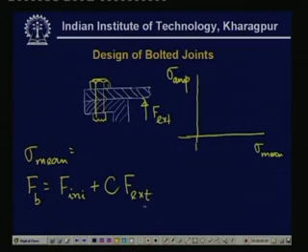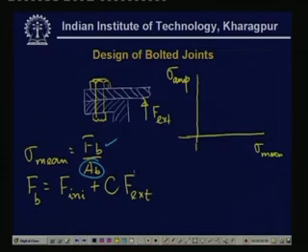Now, F external is variable, F initial is normally constant. So it is not varying, pre-stress is of course a constant value. So sigma mean will have to be calculated from here. That will be equal to Fb divided by A of bolt, but in the normal design procedure we do not know what AB is. So Fb is known, AB is not known, and our aim is to find out this AB.